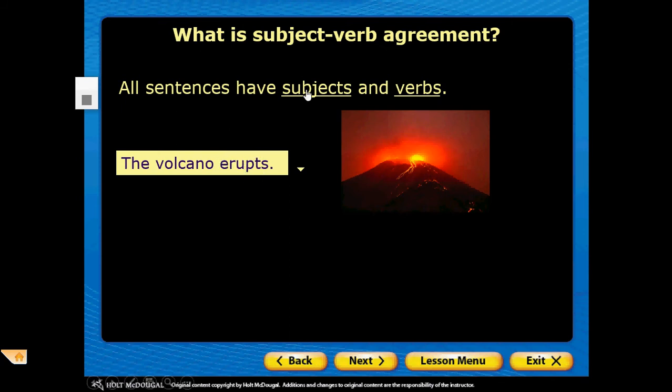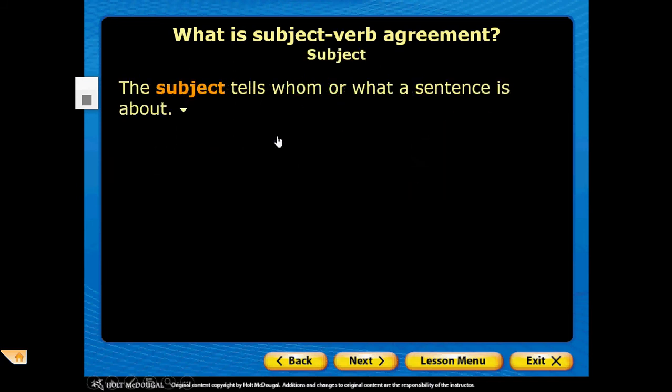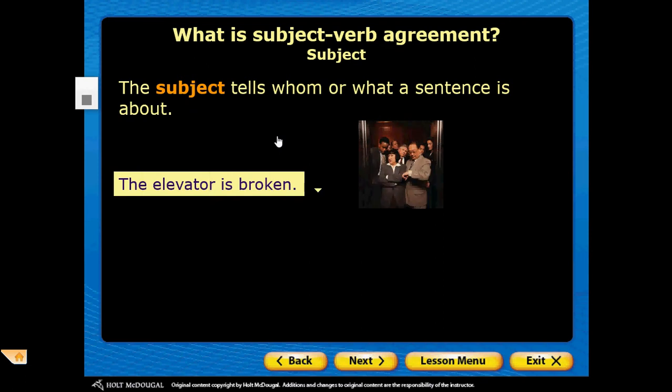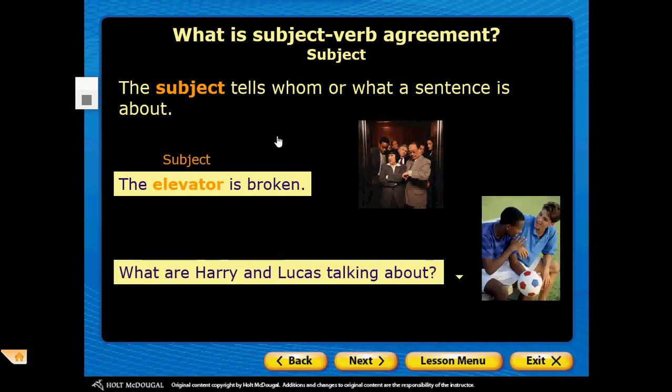So can you, Mr. Anthony, remind us what a subject is? The subject tells whom or what a sentence is about. Example: The elevator is broken. So what is broken? The elevator. So the elevator is the subject.